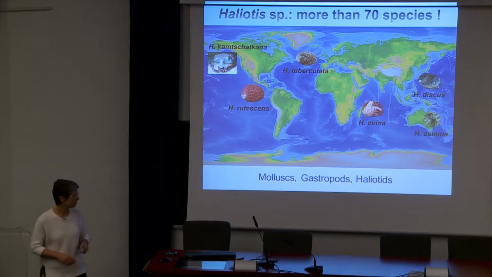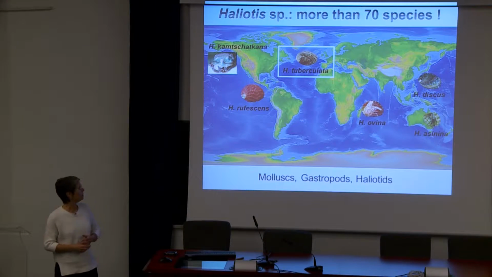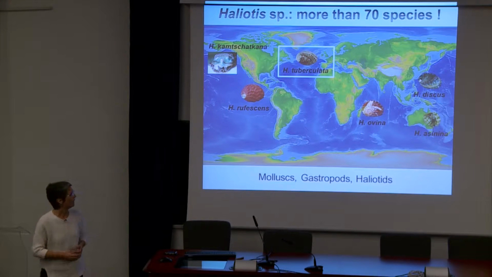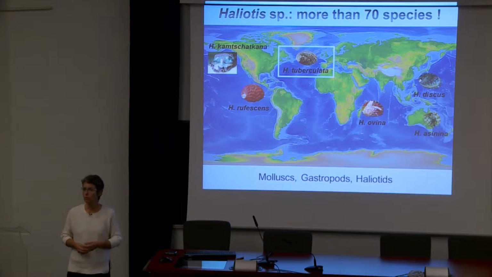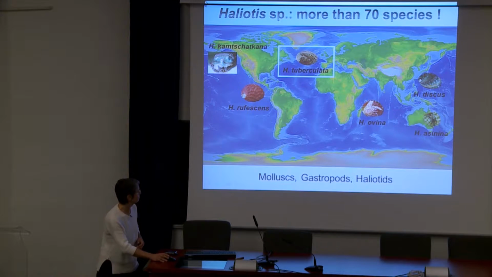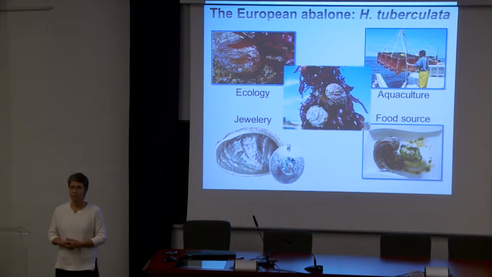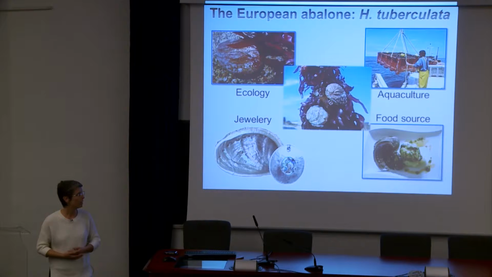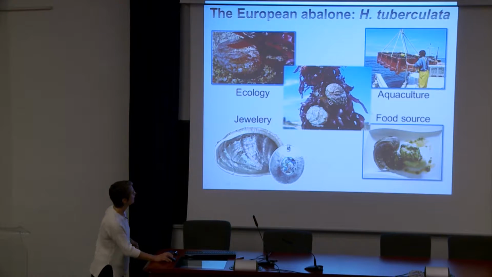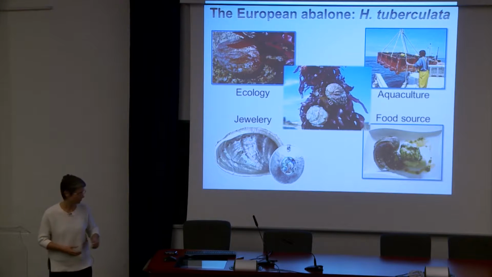Here, I will focus on Haliotis tuberculata, which is a widespread nacreous gastropod living in marine rocky areas along the northeast Atlantic coast and in the Mediterranean Sea. This Haliotis tuberculata has a high economical and ecological value, and its nacre is used for jewelry.